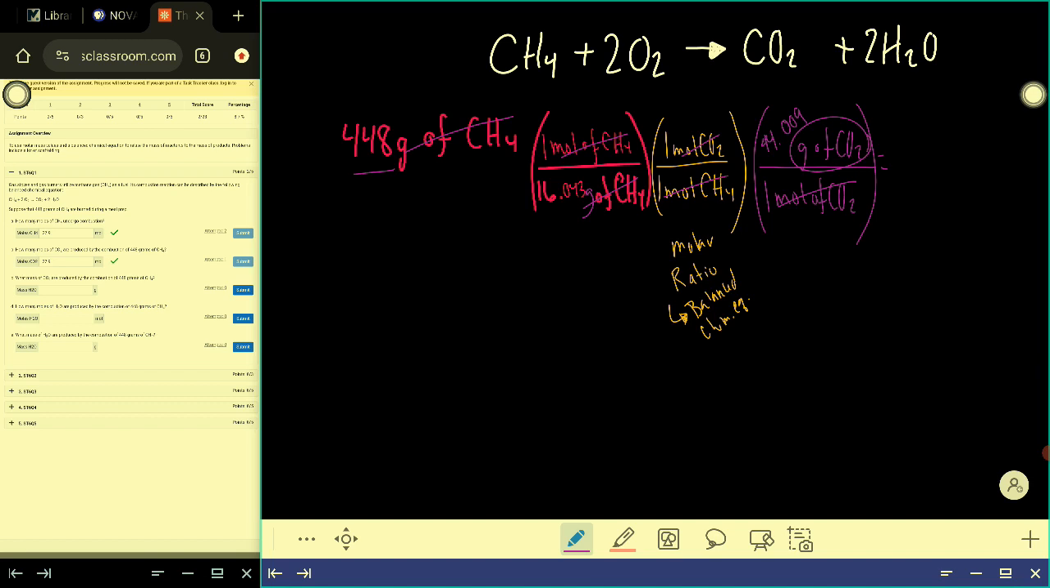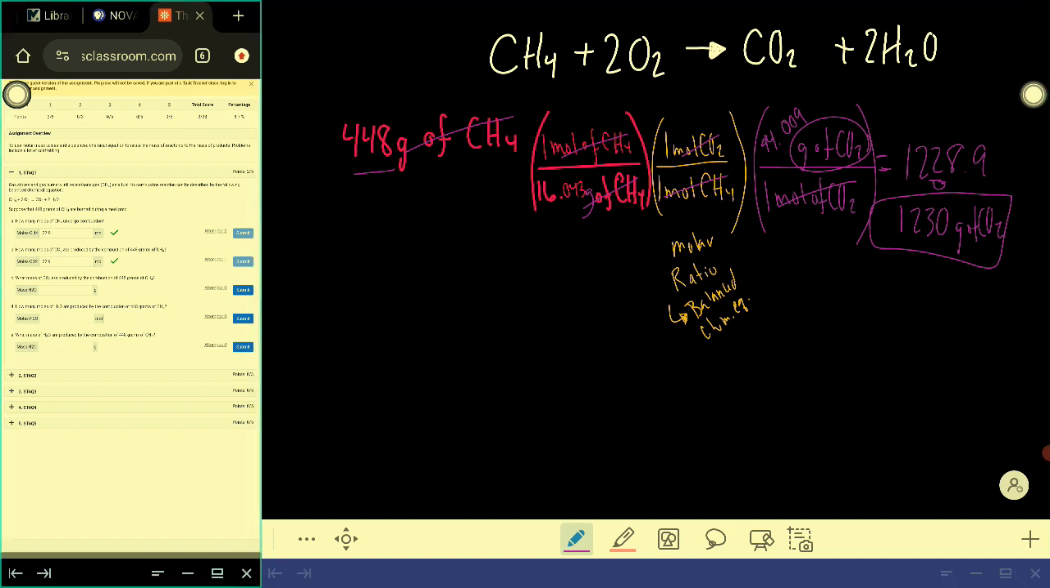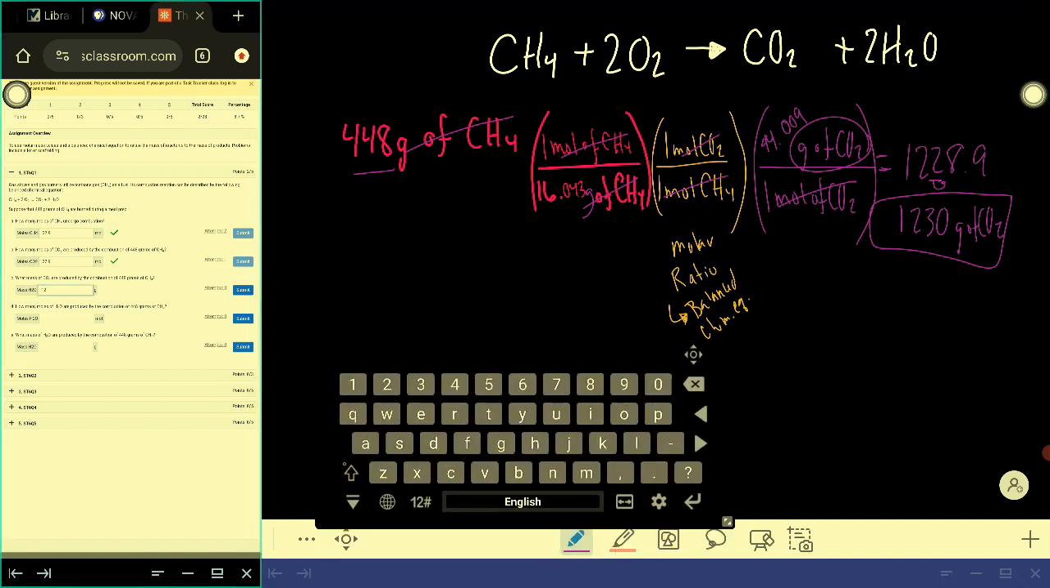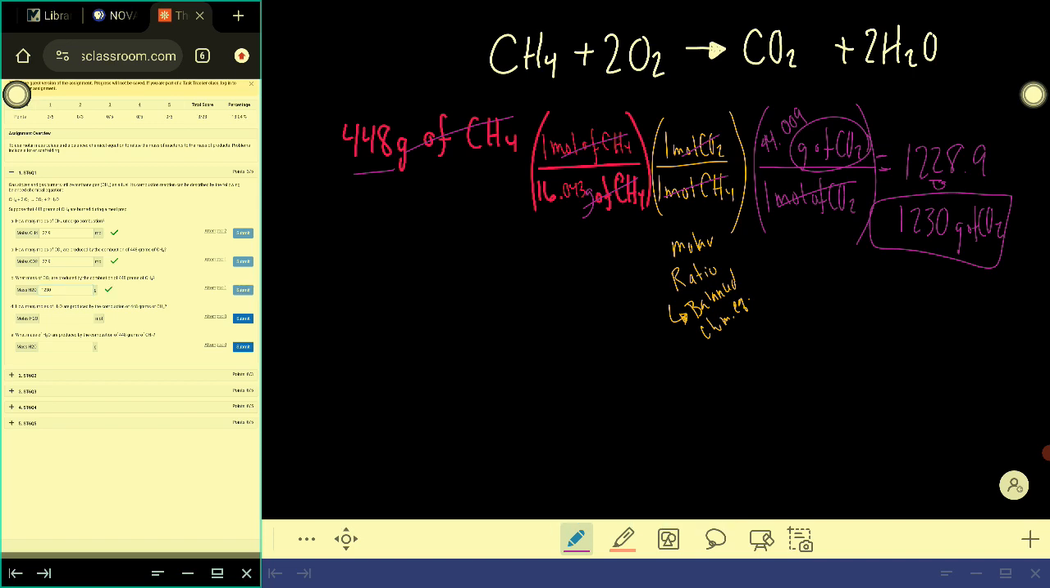So if I round this to the correct number of sig figs, here's a good test for this program if it's going to accept it on me here. So 1,228.9. I'm going to just give you an estimated, and if I have 3, I'm going to look to the right, so I get 1,230, and that is grams of CO2. It's not likely to accept scientific notation here, so let's just type it in like this, so 1,230, and it marked it right.